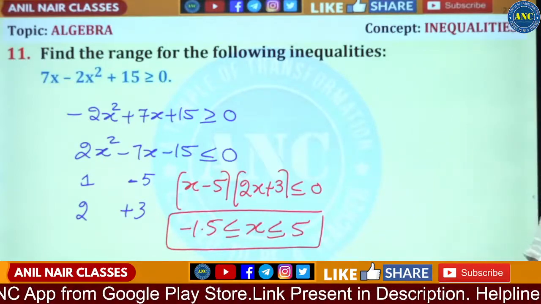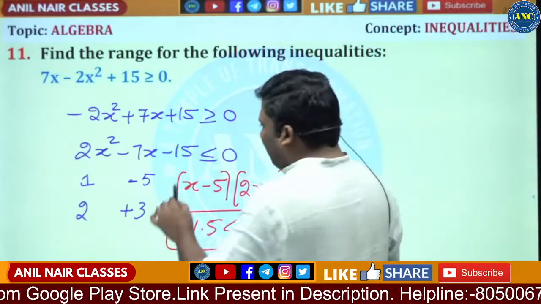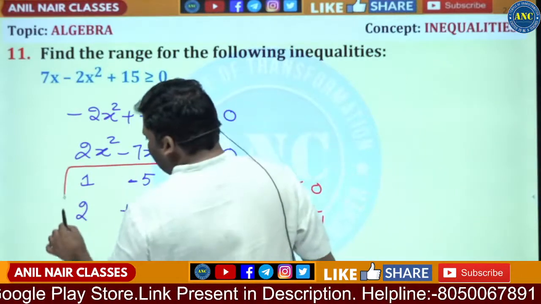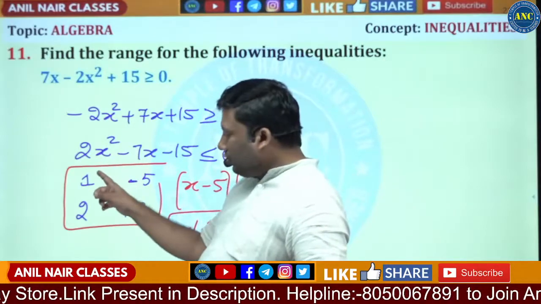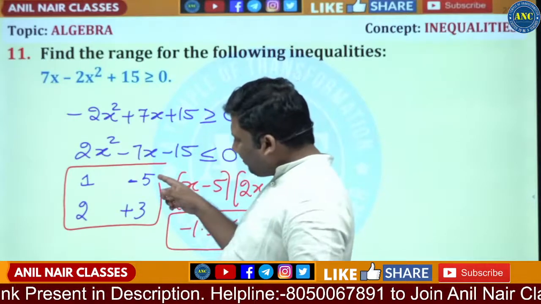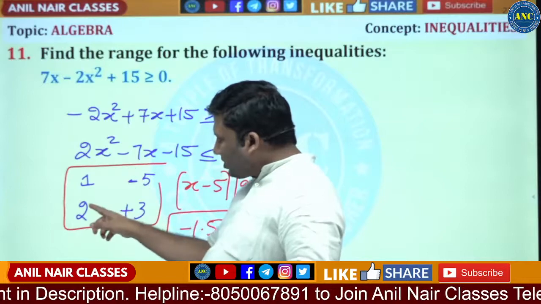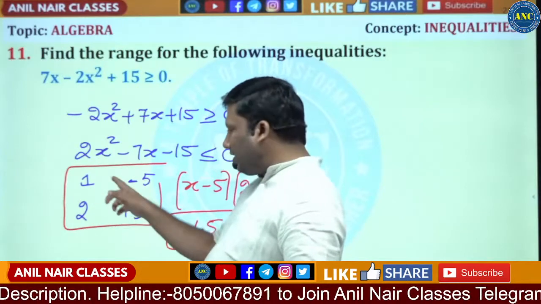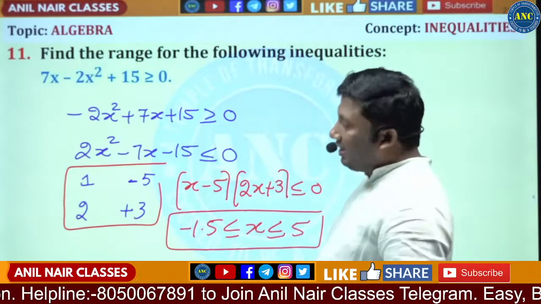Minus 1.5 less than or equivalent to x less than or equivalent to 5. This is a very beautiful diagonal method to get the factors. Coefficient of x square is 2. 1 2s are 2. 15, it is 5 3s are 15. I need to get minus 7, so minus 5 and minus 10. Minus 10 plus 3 is minus 7. I hope the idea is clear.